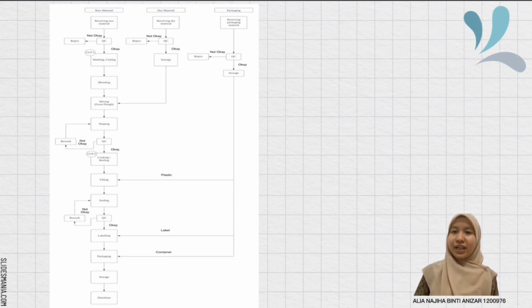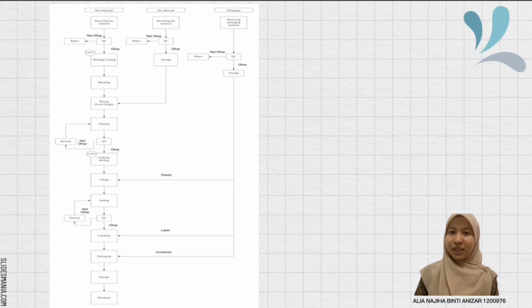For our product, the raw material is kangkong, and we have the dry materials, which are wheat flour, oat flour, salt, and basil seed. After receiving the raw material, it will be checked first to see whether it is safe to be processed or not. If it is not okay, it will be rejected, and if the raw material is okay, it will continue to the next process, which is washing and cutting.